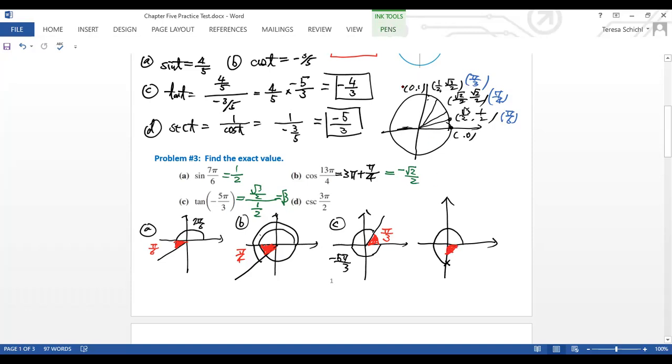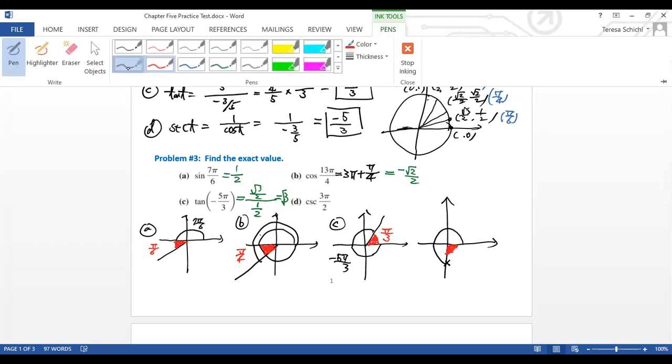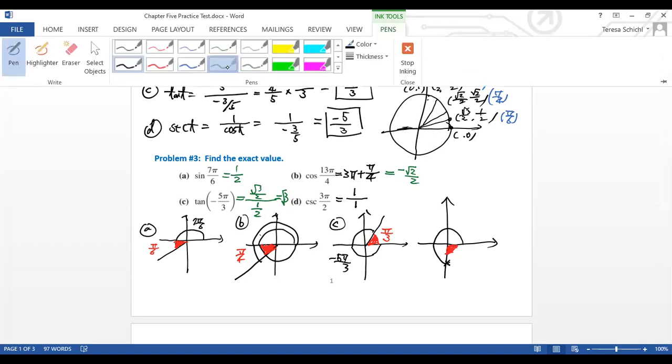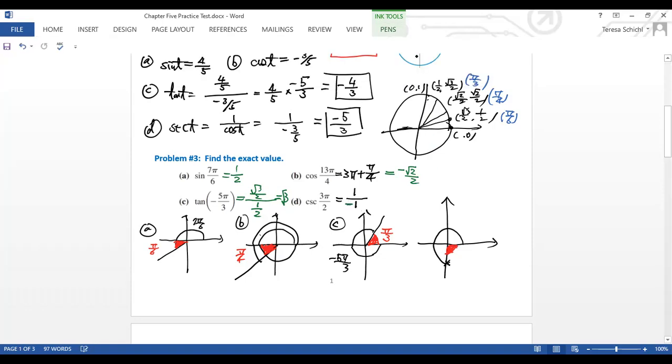Pi over 2 is here. So cosecant is what? It is 1 over sine, right? So 1 over sine, so it's 1 over 1. Okay, but in here, be careful, because this is on the y-axis. So what happened to the y? Is it negative or positive? It's negative. So you put a negative here. So that's why your answer here is -1.